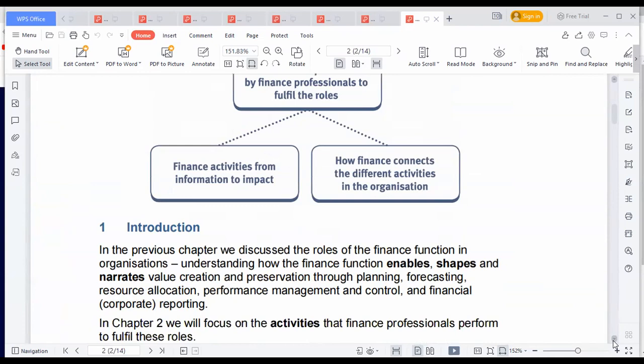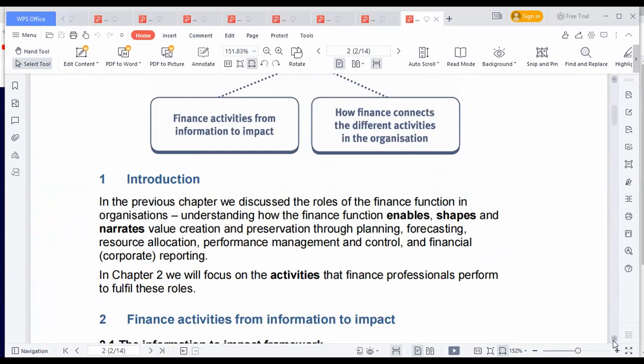In the introduction, it says that in the previous chapter, we discussed the roles of the finance function, understanding how the finance function enables, shapes, and narrates value creation. We looked at the roles played by the finance function to enable the organization to create value, to shape how the organization creates value, and also how value is narrated.